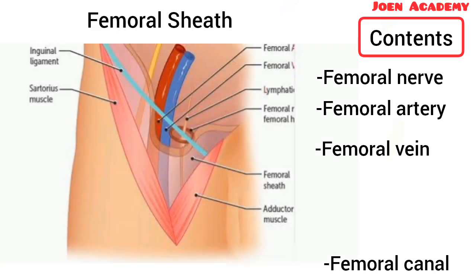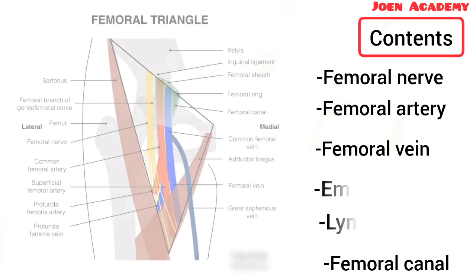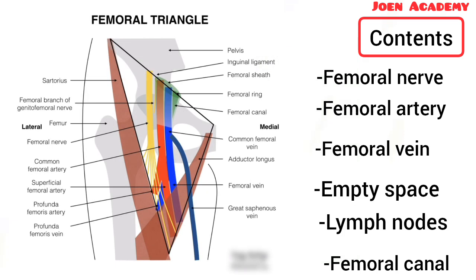An important acronym that you can use to remember the contents of the femoral triangle, according to the arrangement from the lateral to the medial side, is NAVEL. N stands for nerve, A stands for artery, V stands for vein, E stands for empty space, and the work of this empty space is that it allows the veins and the lymph nodes to distend in order to accommodate different levels of flow. Okay, while L stands for lymph nodes.